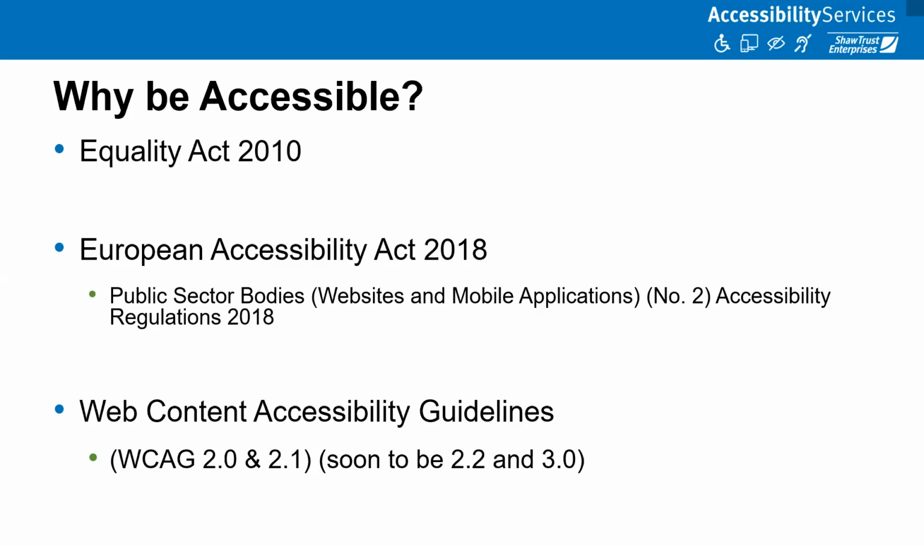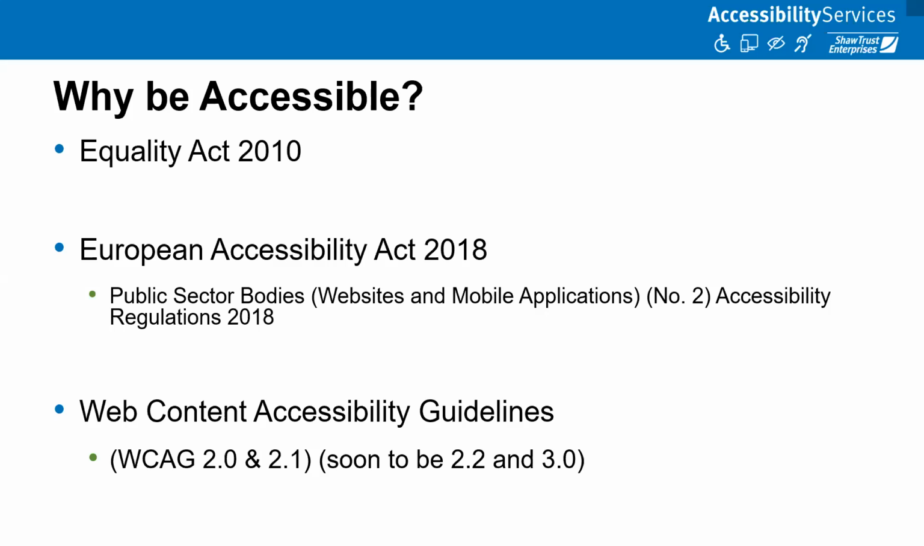The European Accessibility Act of 2018, or that really, really long official name underneath, is the new piece of legislation that the UK has adopted from EU law, and basically says that all public sector bodies needed to be accessible by September 2020, so literally just gone. You need to publish an accessibility statement, and you need to be working on making your content fully accessible.